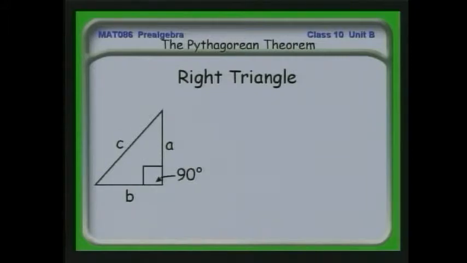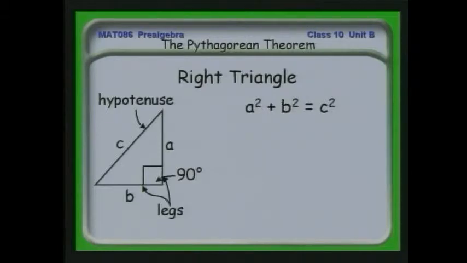Now, there are some specific names that we use when we deal with right triangles. We call the long side, the slanty side, if you have it set up this way, the hypotenuse. That's the long side of a right triangle. Then the other two sides are called the legs of the triangle.